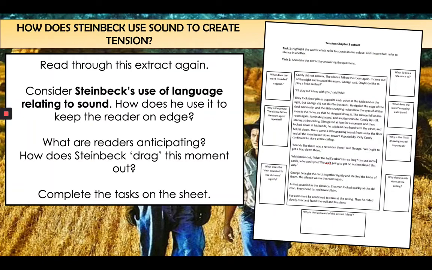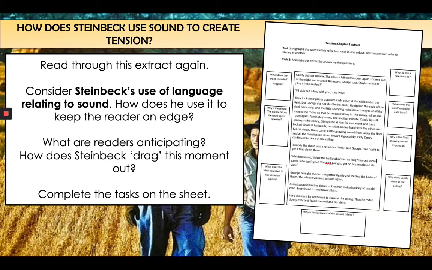So, number of things you need to do. The first task asks you to highlight the words which refer to sounds in one colour, and in a different colour, highlight those words which refer to silence. So that's the first thing you need to do. The second thing you need to do is then annotate around the extract, answering the questions that are in the boxes. Okay, so have a go at those.